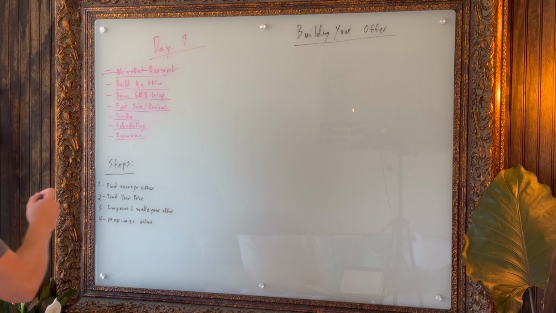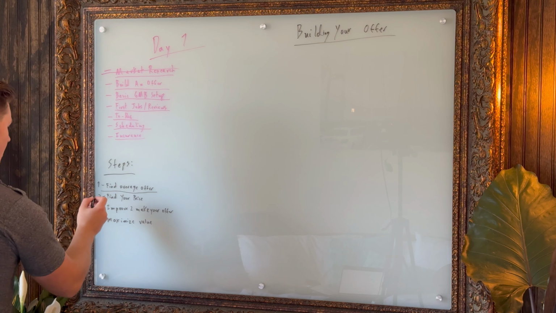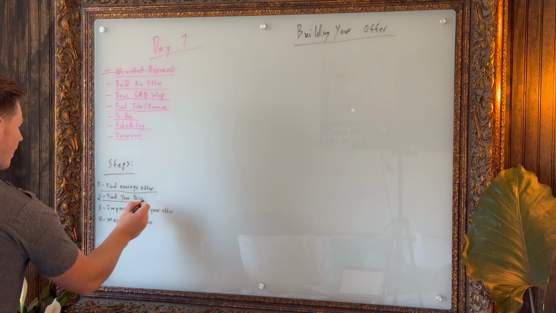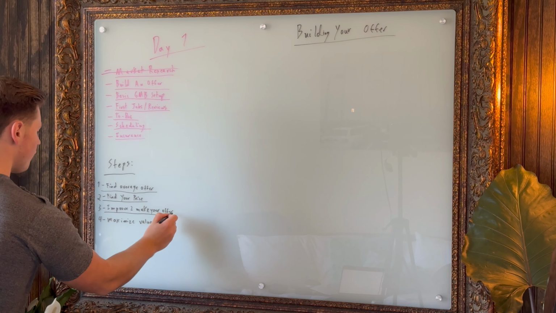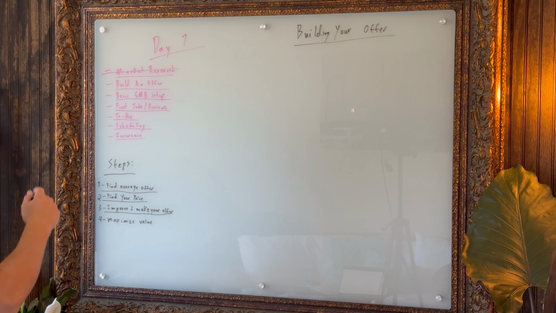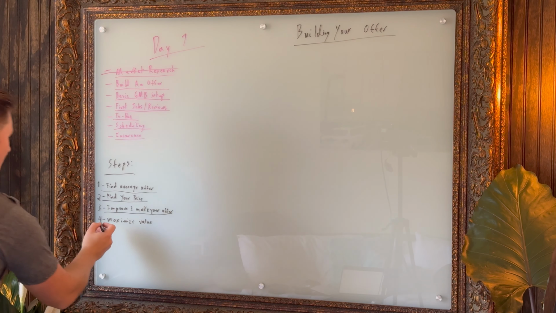We're gonna build your offer through 4 main steps. First, we're gonna find the average offer in your area. Secondly, we're going to go through some steps to find your price. Third, we're going to improve upon the average offer and make it into your offer. And then fourth, we're gonna maximize value.